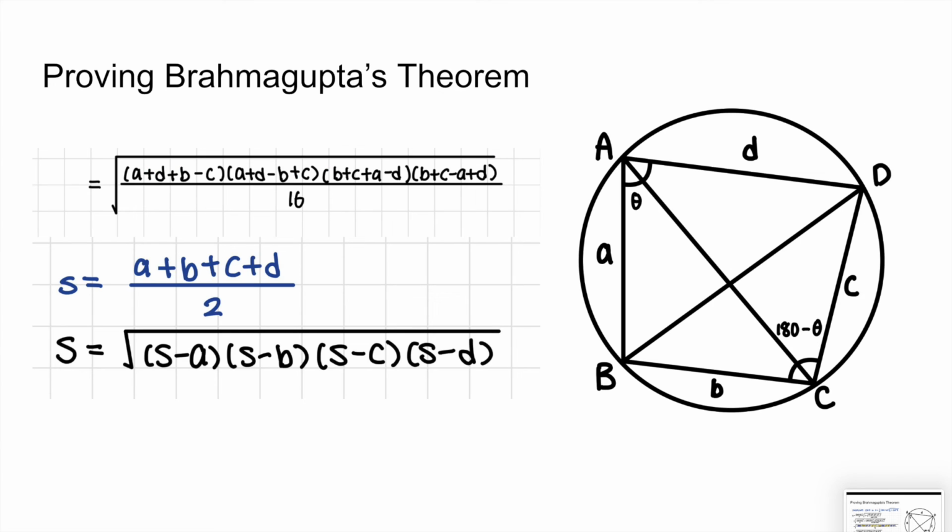Now let's say that lowercase s stands for the semiperimeter of the quadrilateral, which is a plus b plus c plus d divided by 2. Then if we substitute lowercase s into the equation above, we can produce an even simpler form of Brahmagupta's theorem, which is the square root of (s minus a) times (s minus b) times (s minus c) times (s minus d). And this is how to prove Brahmagupta's theorem to find the area of the quadrilateral with only the perimeter.